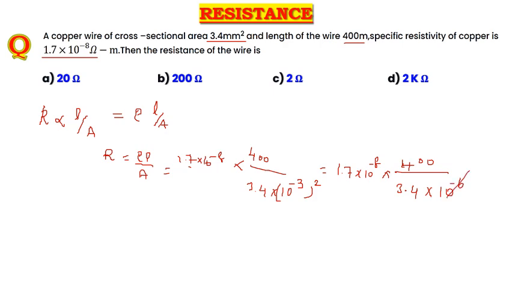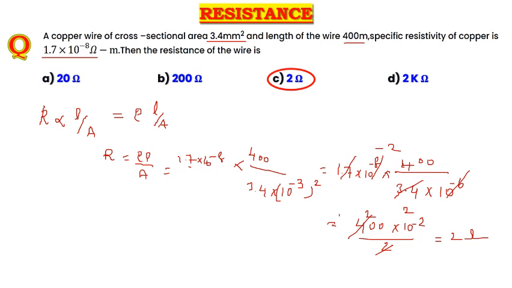You can cancel this over here. This one here is 10 power minus 2. Again, from 1.7 and 3.4, this is 2 times. So from this, 400 into 10 power minus 2 divided by 2. Again, you just cancel this. This is 200, 200 into 10 power minus 2. What you are getting, the answer here, is 2 ohm. So for this one, the answer is 2 ohm.